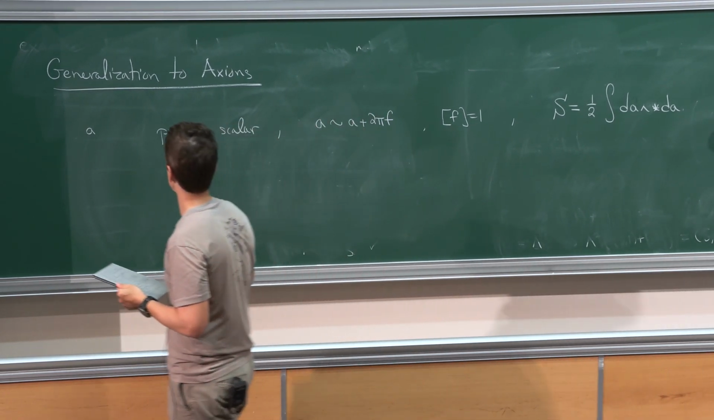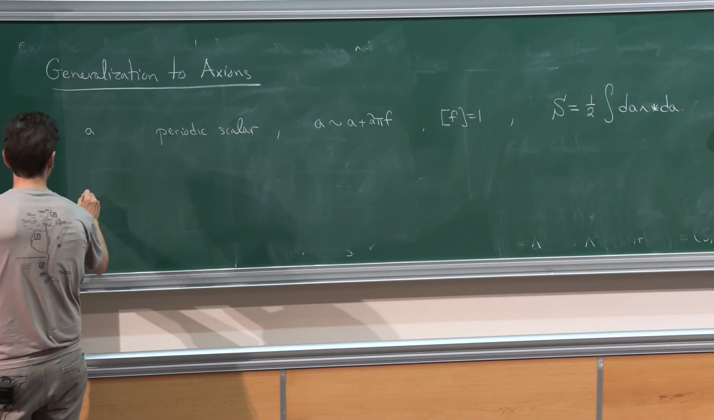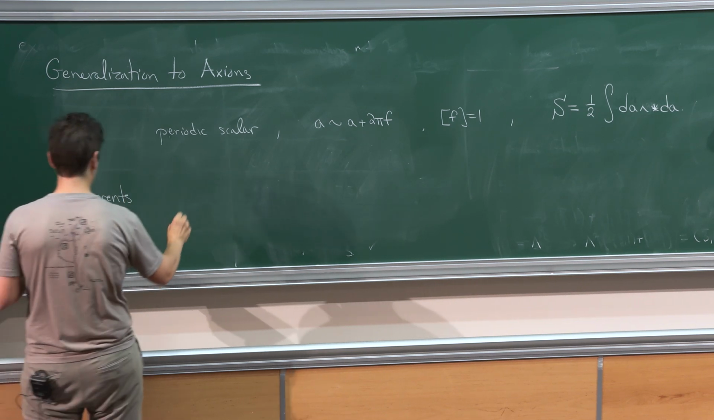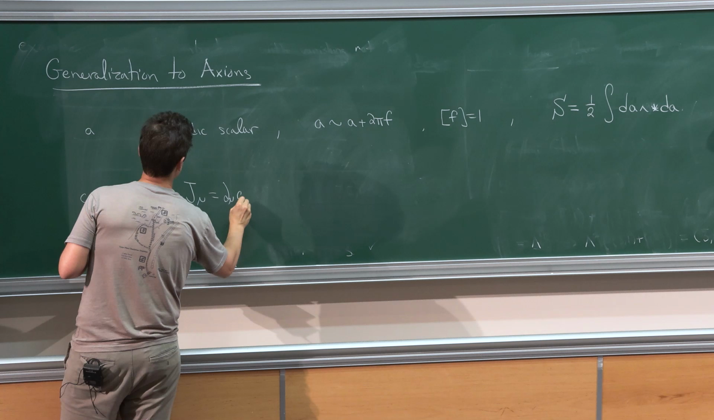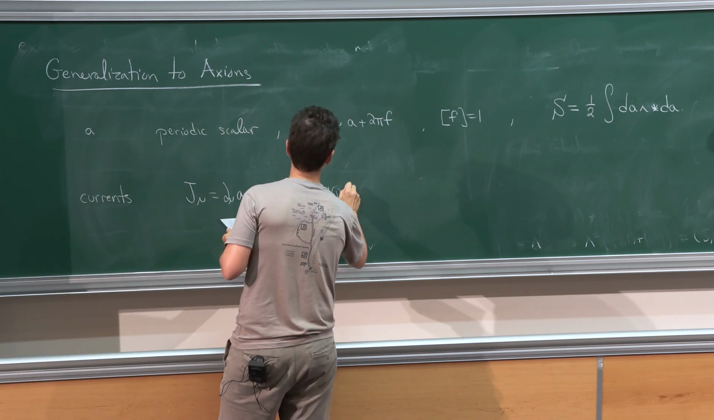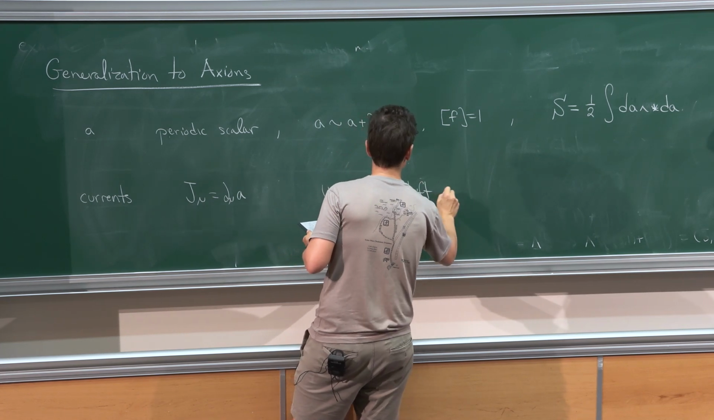Okay, what are the symmetries of this free model? So currents, we have J mu, which is d mu A. This is a U1 zero-form shift symmetry.